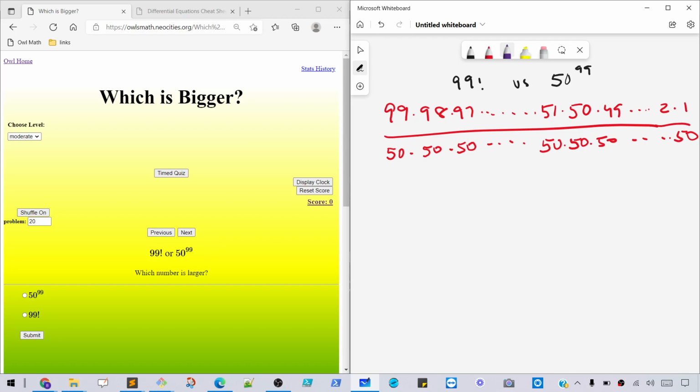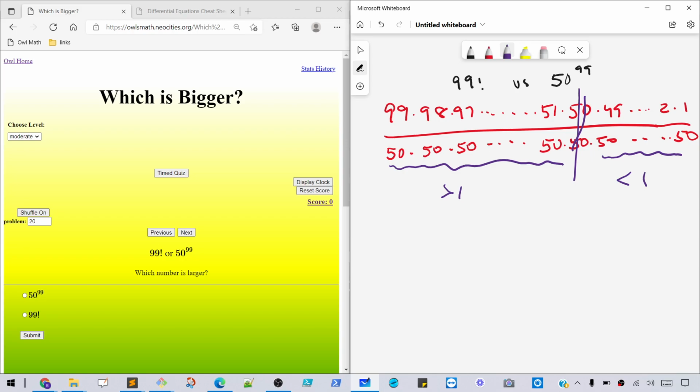You can see we're going to have one value that cancels. That's easy. Then everything else, what we just want to find is whether it's greater than or less than 1. If it's greater than 1, that means 99 factorial wins. If it's less than 1, 50 to the 99th wins. We can see that the left part is going to be larger on top, but if we divide this into two fractions, this side is greater than 1 and this side is clearly less than 1. That doesn't really solve anything for us, does it?